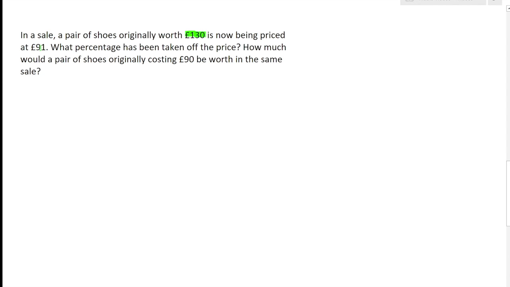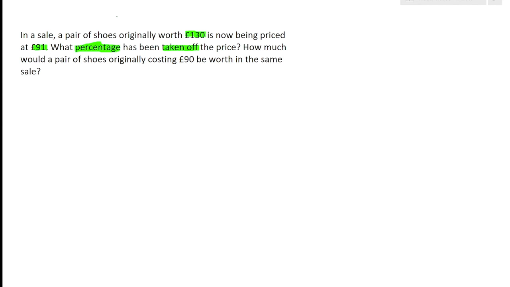And we are looking for the percentage. It is worth knowing that sometimes you might be asked, what fraction of the original price is the new price? Something like that. We want the percentage that has been taken off, not the percentage of the original price that the new price is, percentage that has been taken off. Again, there are two ways to do this. We'll start with the first way.